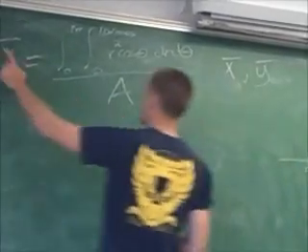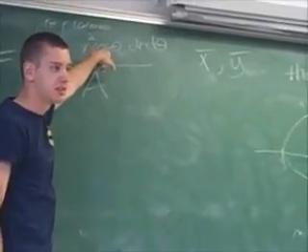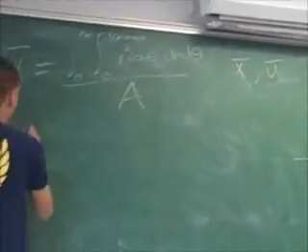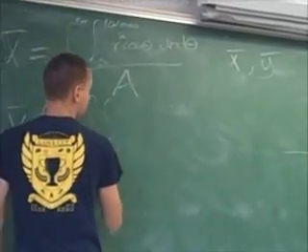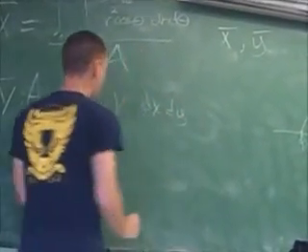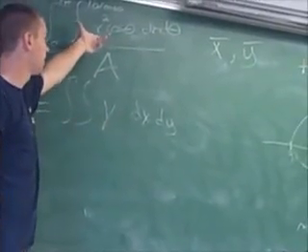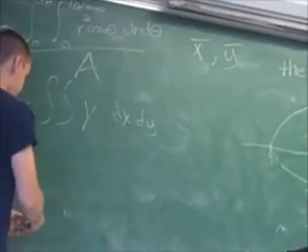Y bar would be the exact same thing, but with r squared sine theta. Because the equation for y bar is the integral of y dx dy. So when you change to polar coordinates, you remember that y is r sine theta, and then it looks exactly like here, but instead of r squared cosine theta, you have r squared sine theta.